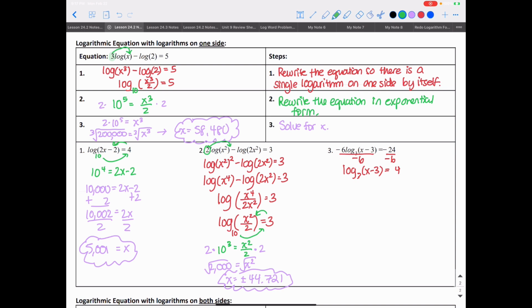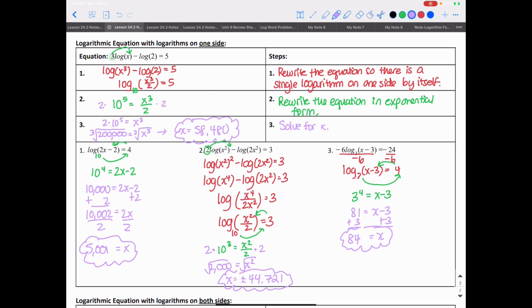Now I can rewrite this in exponential form. So I have base 3 to the fourth power gives me x minus 3. I'm going to now solve for x. 3 to the fourth power is 81. I have 81 is equal to x minus 3. I'm going to add 3 on both sides. I'm going to get x is equal to 84 is my answer.